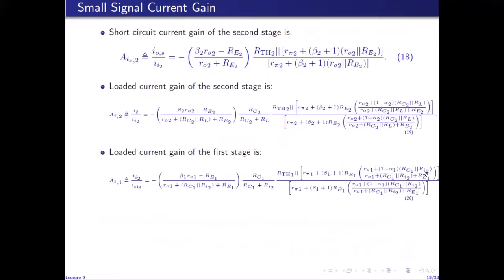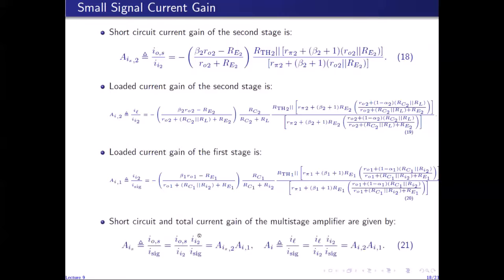So I hope you can see that this square bracket is being closed by this square bracket here. In that expression, I simply replace RL with RI2 because the load to the first stage is actually the input resistance of the second stage.